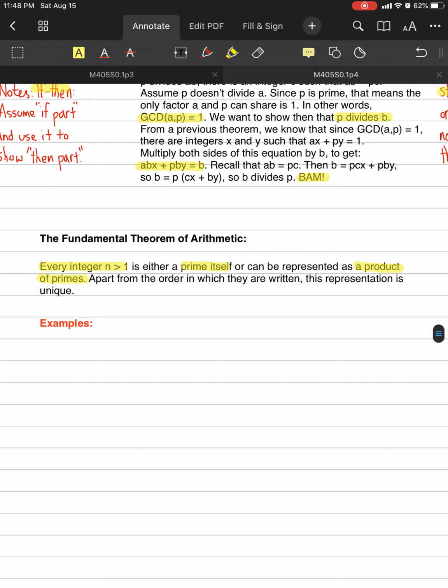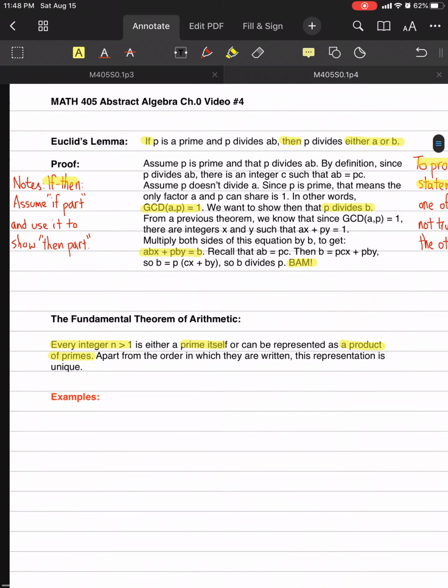Apart from the order in which they are written, this representation is unique. So in other words, once you write something as a product of primes, that's the only way you can write it as a product of primes. You can't write a bunch of different primes. You can rearrange the primes if you like, but you can't write it in a different way. So that is the fundamental theorem of arithmetic, basically. Like I said before, Euclid's lemma is used to prove this.